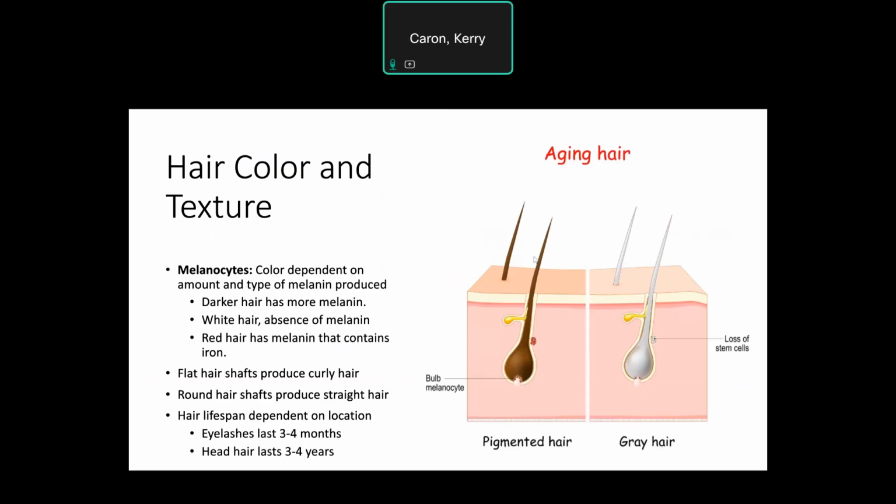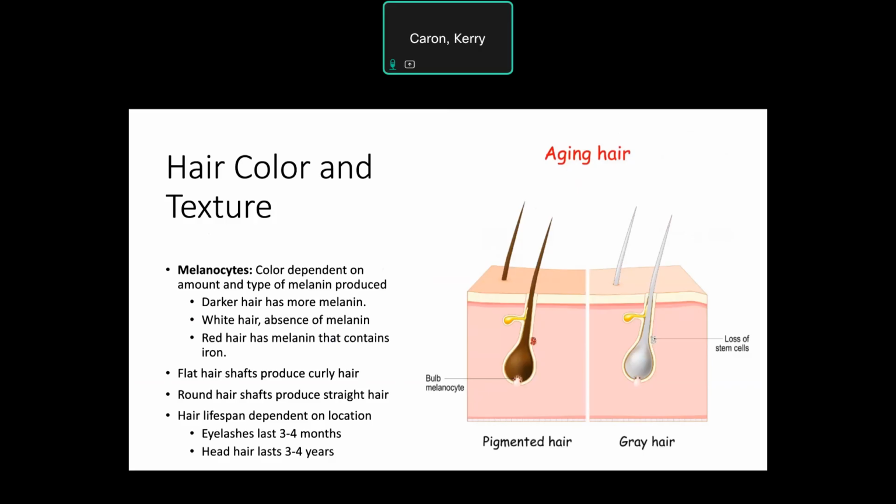Okay, hair color and texture. So melanocytes, again, just like providing skin color, provide hair color. So color is dependent on the amount of melanin produced and the type of melanin produced. So darker hair, not necessarily more melanocytes, but more melanin. White hair, less melanin. Red hair, interestingly, has melanin that contains iron.